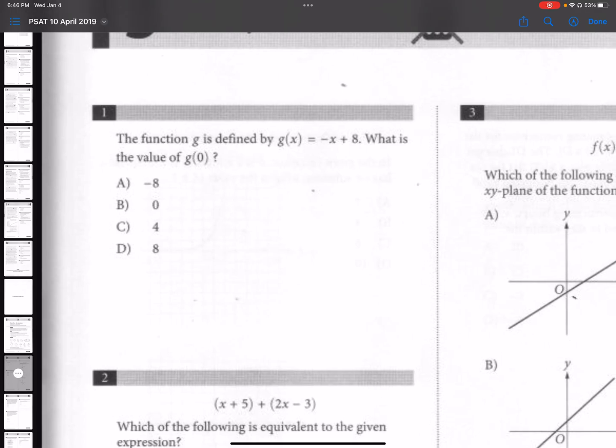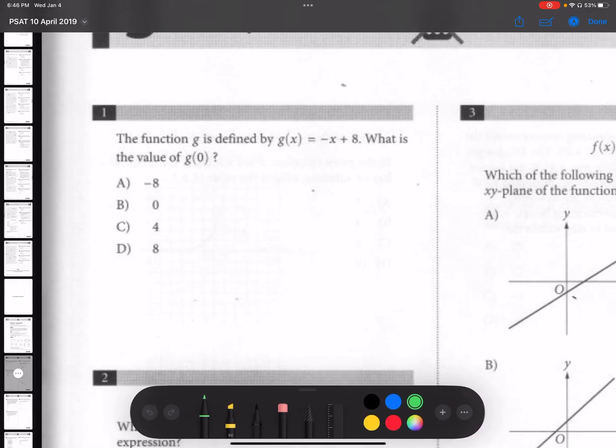Number 1. The function g is defined by g of x is equal to minus x plus 8. What is the value of g of 0? So when it says g of 0, we know that it means x is equal to 0. So that means we're going to say that y is equal to minus x plus 8. So that means y is equal to 0 plus 8.